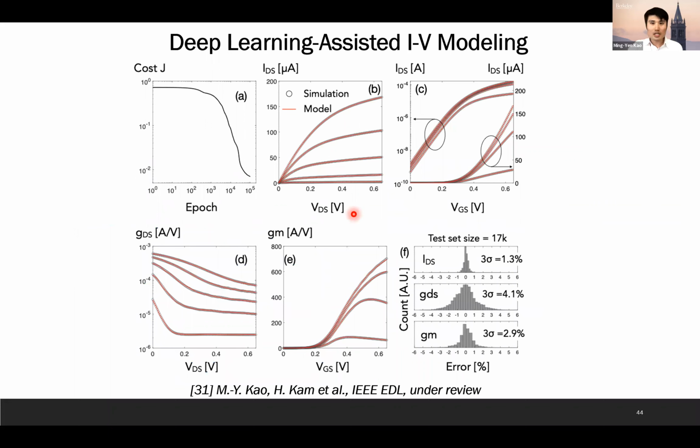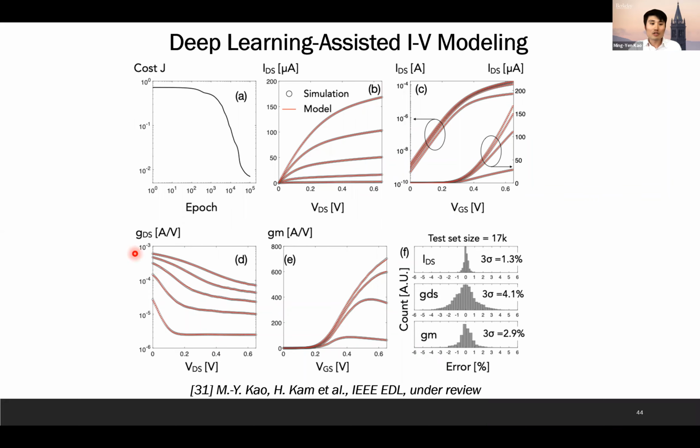Yeah, so here are the results for that hybrid deep learning assisted IV modeling. The cost function drops across the epochs, that is, with more and more iterations. We also show IDS versus VDS, the drain current versus drain bias, and drain current versus gate bias. The black curve is the deep learning assisted IV model, and the black symbols are from the TCAD, and they overlap with each other very well.